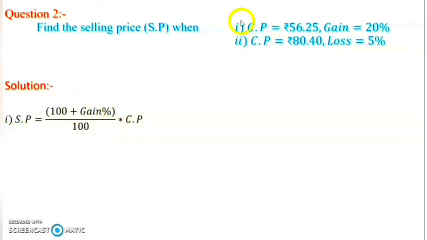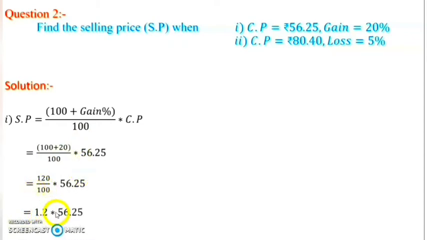So this is for the first question, and here the gain percent is 20. So this will give you 100 plus 20 upon 100 into CP, which is equal to 56.25. Now this comes out to be 120 upon 100 into 56.25, and this comes to be equal to 1.2 into 56.25, which is same as 67.5. So the selling price in the first case is 67.5.